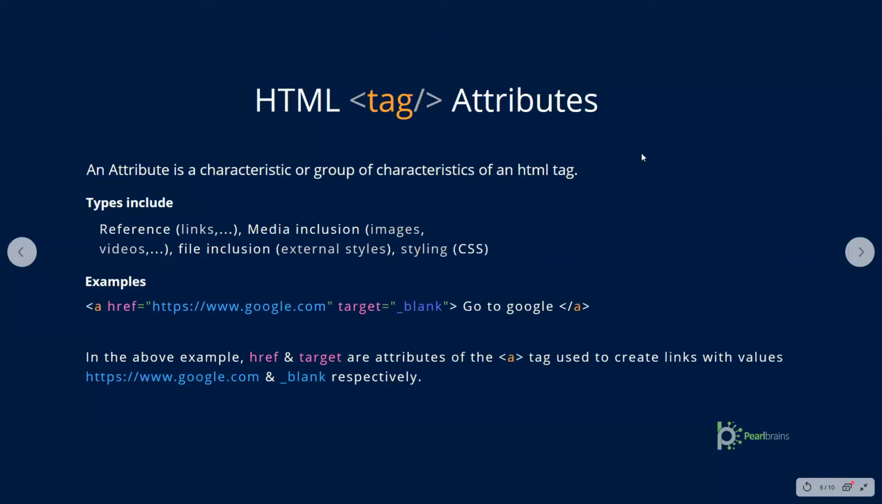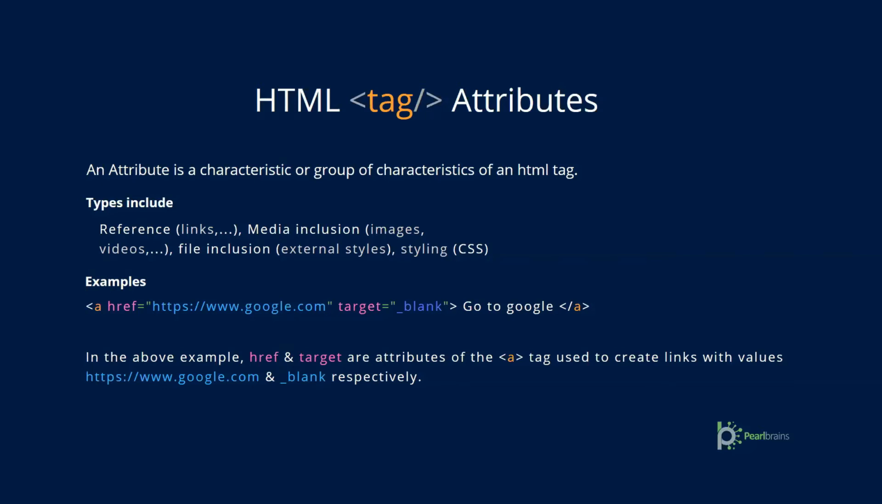We shall look at the HTML tag attributes, what we can call characteristics. It could be a group of characteristics or just one characteristic that appears in the tag attribute. So, some of the types we have are links for taking you to the next web page or taking you to another website. We have attributes that help you include images in a tag or videos or add other files like the styles, the CSS, and everything.